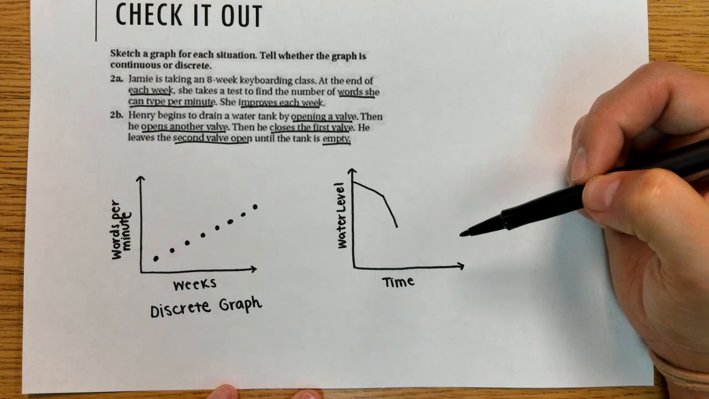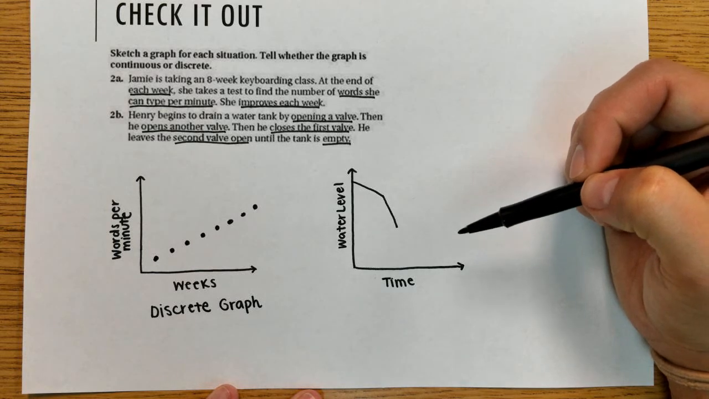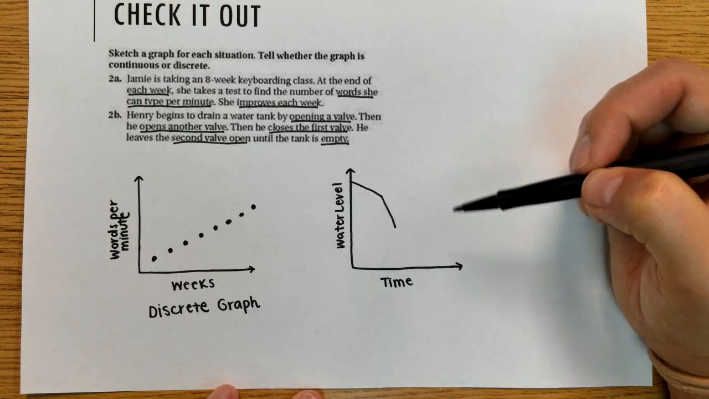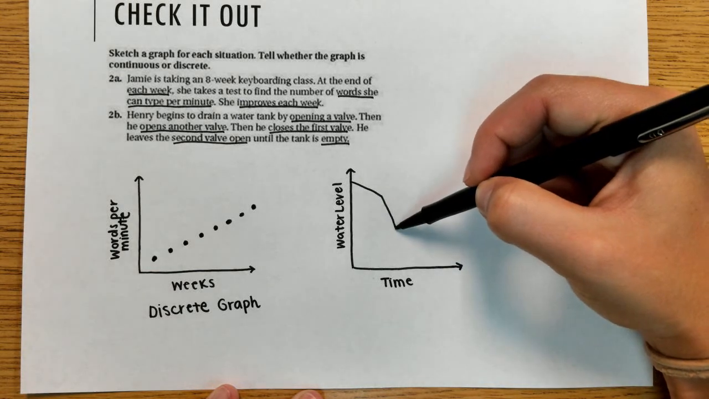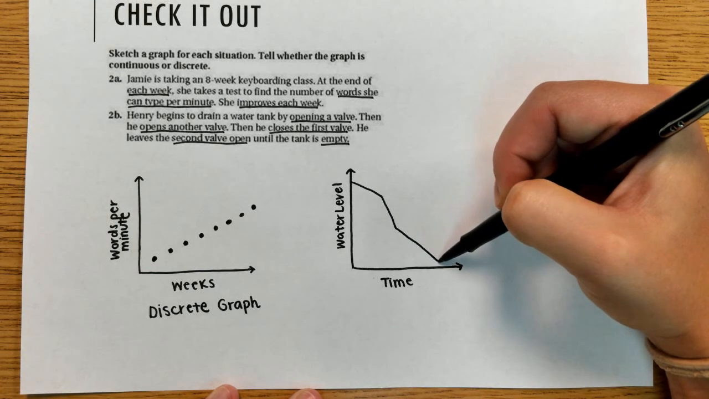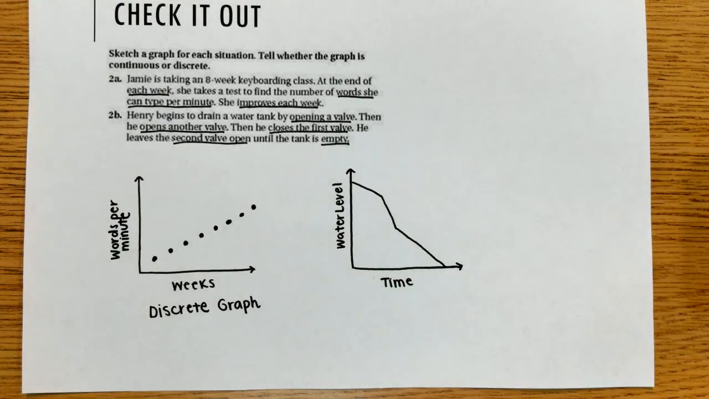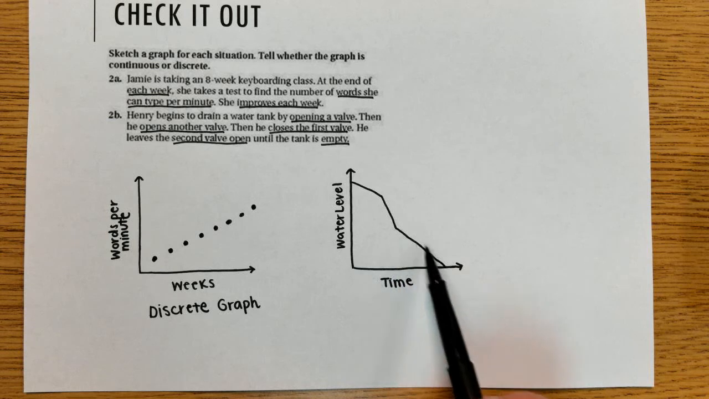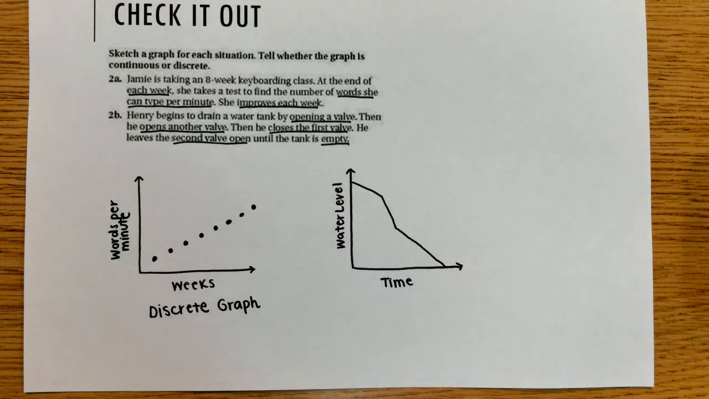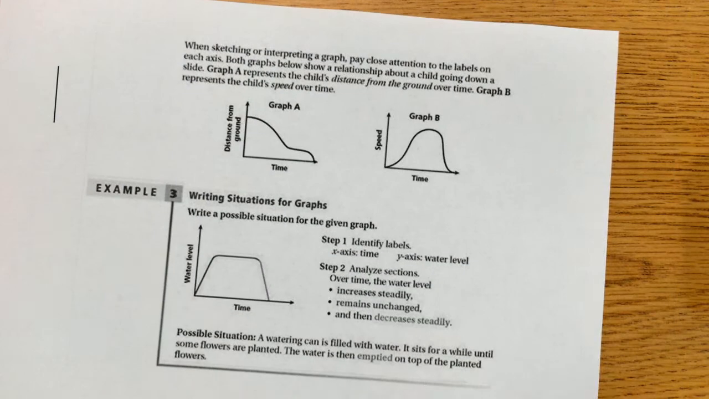Then close the first valve, and then we only have 1 valve open again. So it's going to decrease at the same slope as the first one until it's empty. So it'll look something like this. So it has a decrease, a quicker decrease, then back to a steady decrease like we started with until the water level is empty. Now we're going to look at example 3.